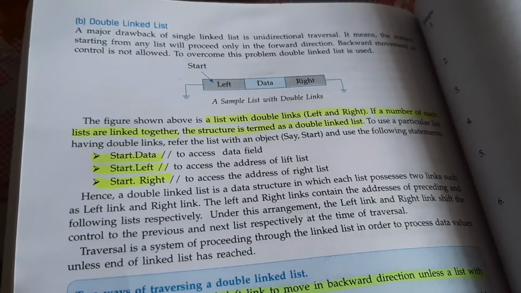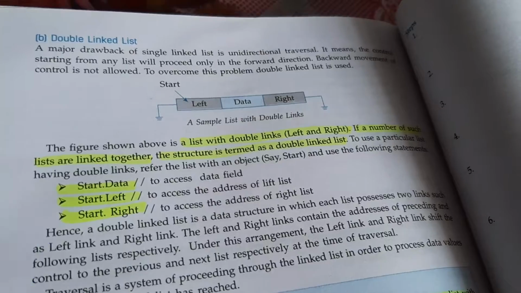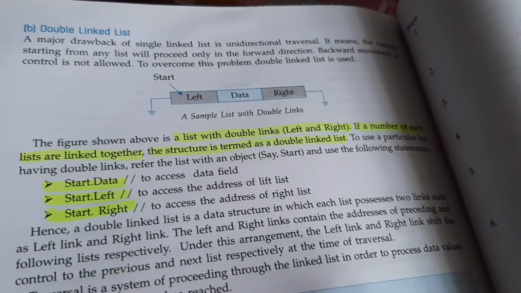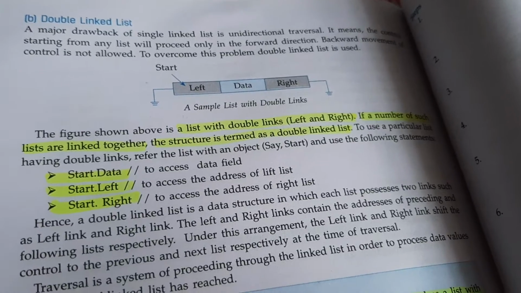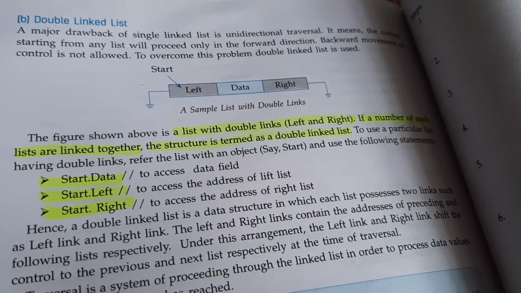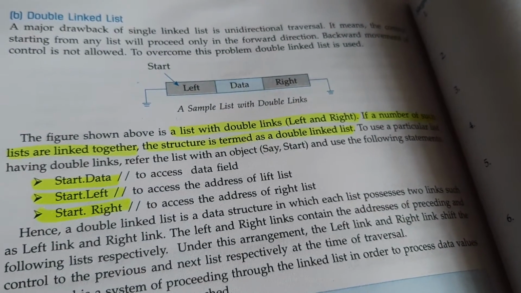Good morning, students. Today we are going to see what a double linked list is. If you have to define a double linked list, it is a kind of list with two links, that is left and right. If a number of lists are linked together, the structure is termed a double linked list.